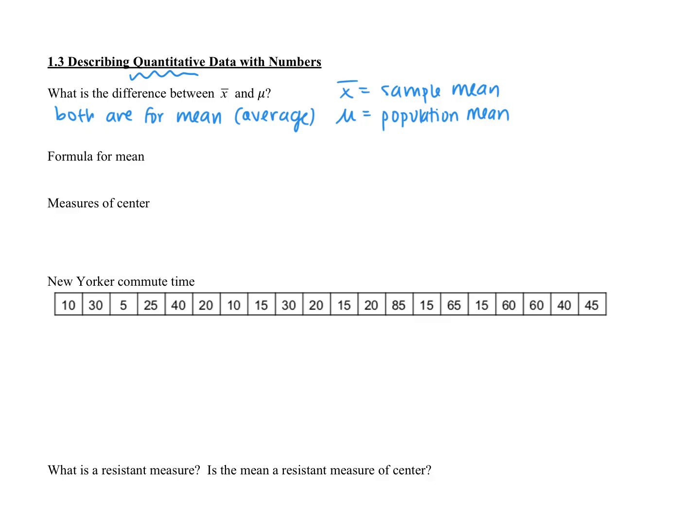Okay, so formula for mean. You are going to add up all your observations and divide by how many there are. So that means the first observation, the second one, all the way to the nth one, and we divide by n. The other way to write that is sum up the x's and divide by n.